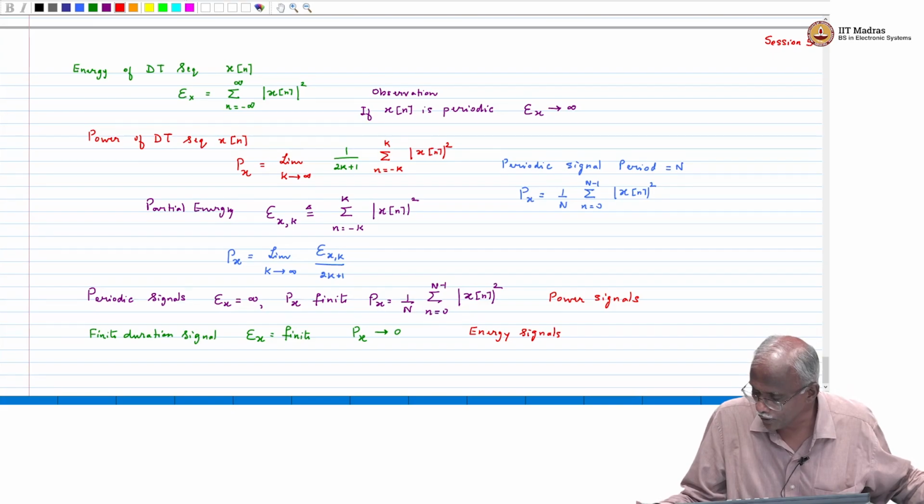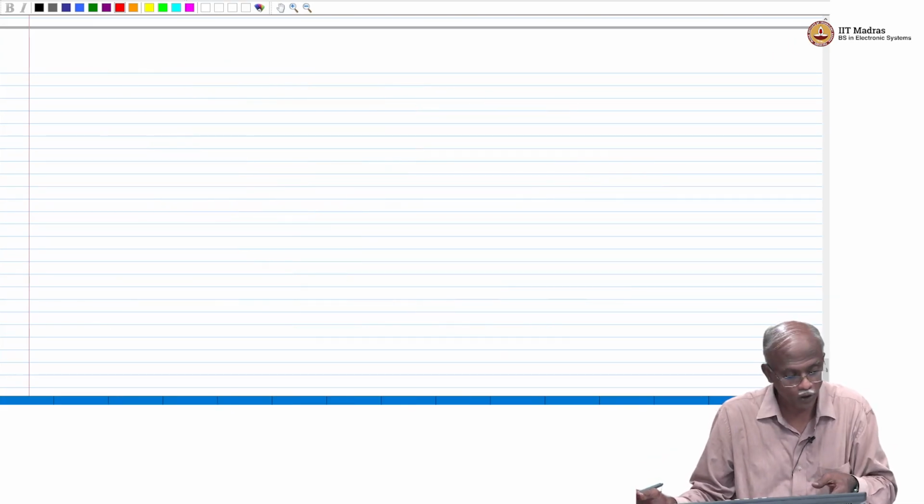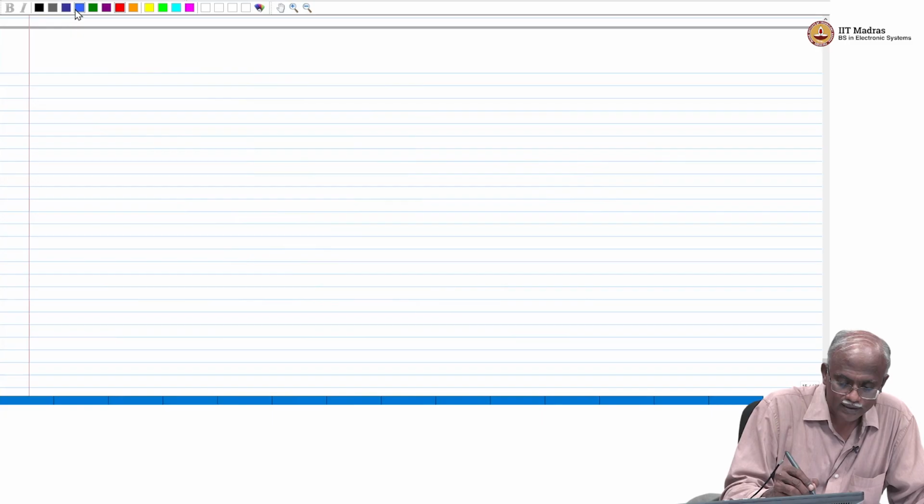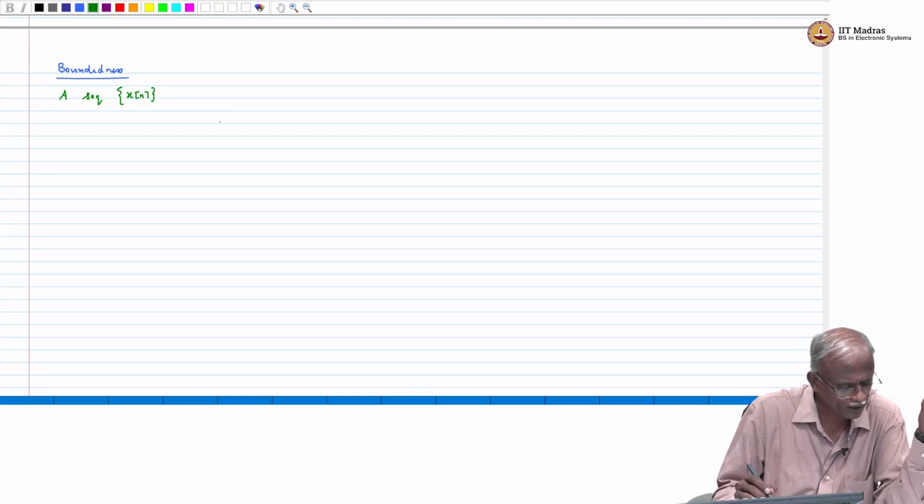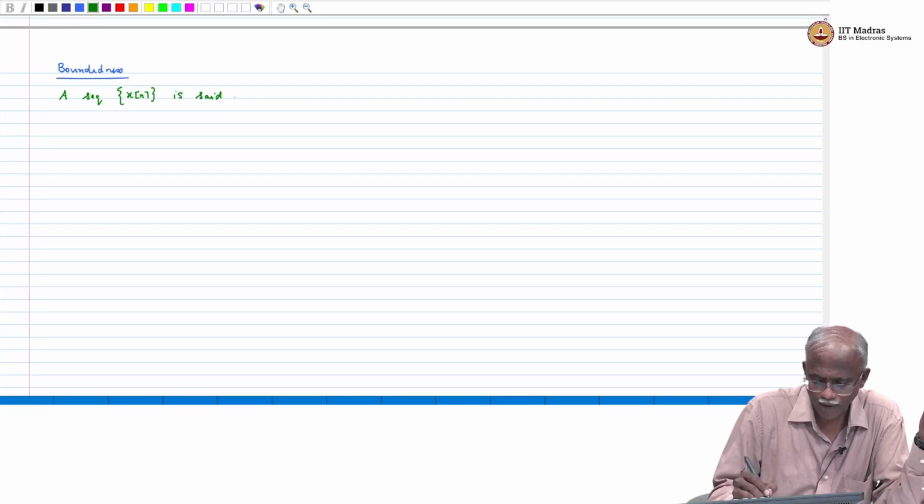Now there is another important characterization that we do for sequences, and that is the property of boundedness. This is a very important property, and it's described as follows. A sequence which is described by a set of numbers x of n can go from minus infinity to infinity. This entire sequence is said to be bounded. This is a very, very important property.